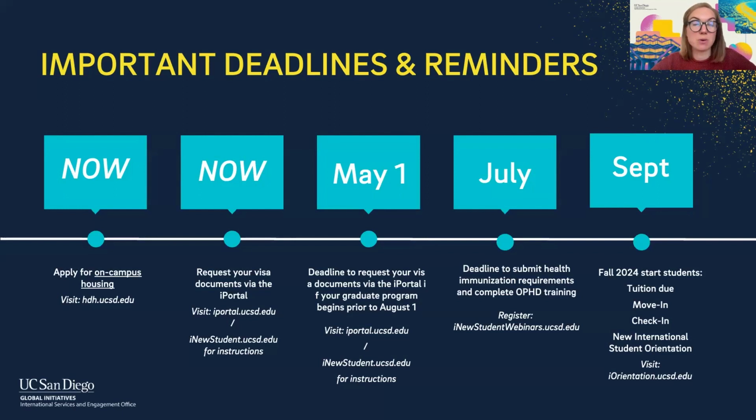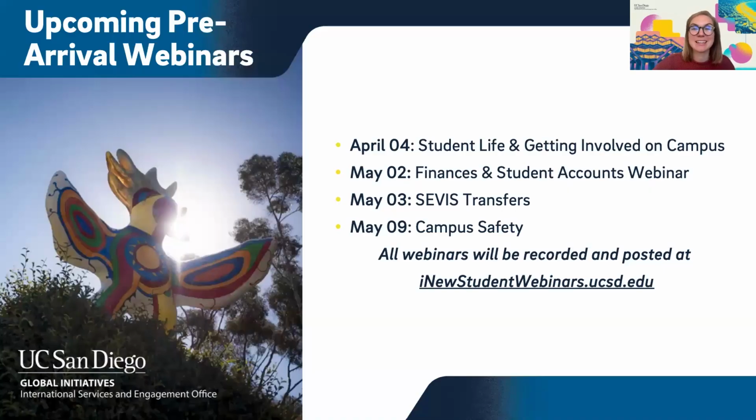I want to encourage you all, specifically if you are a summer start student, if you are starting your academic program over the summer, the deadline for some immunization requirements will be in July. And then September is a really exciting time for our fall students. Tuition is due, there's move-in, check-in, and many orientations, one of which will be your new international student orientation. You can learn more at iorientation.ucsd.edu.